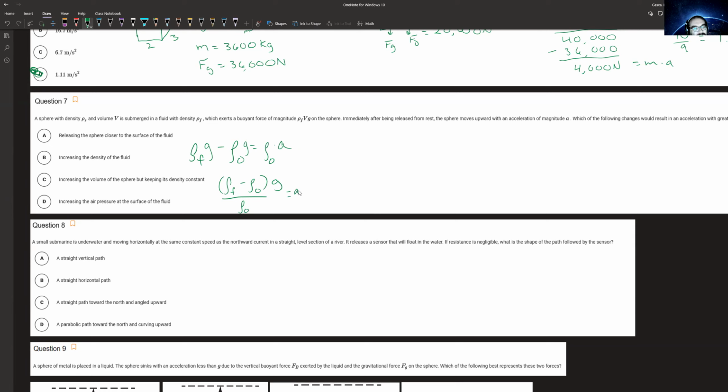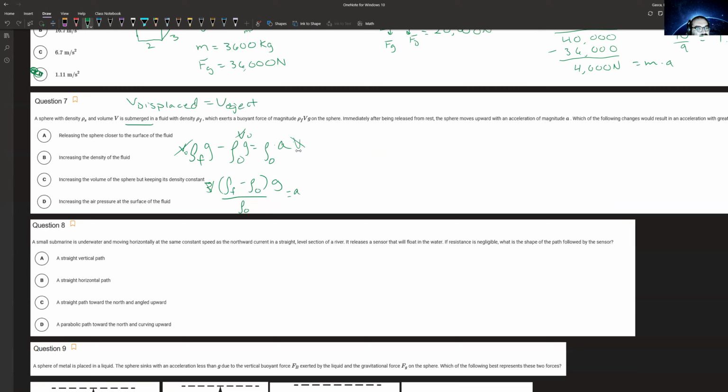Increasing the volume but keeping its density constant, that's not going to change anything because the volume displaced here is going to be the volume of the object either way because it's submerged. So those cancel out here. And that would also be the volume here of the object. So if it is submerged, the volume displaced is the volume of the object.